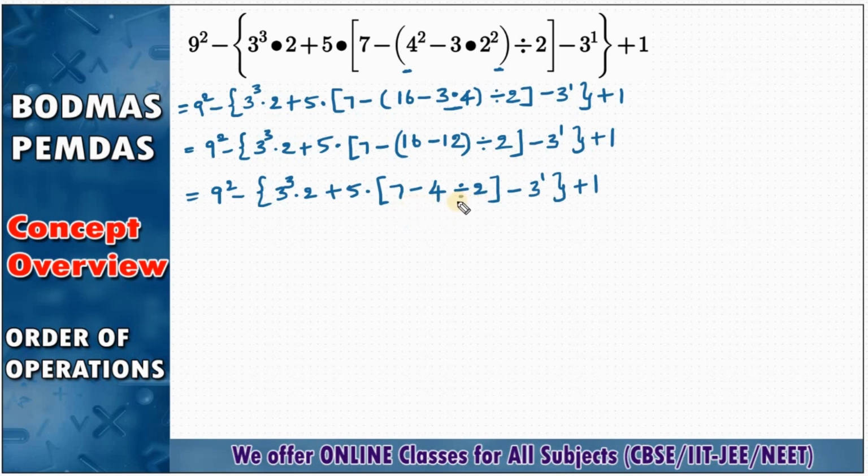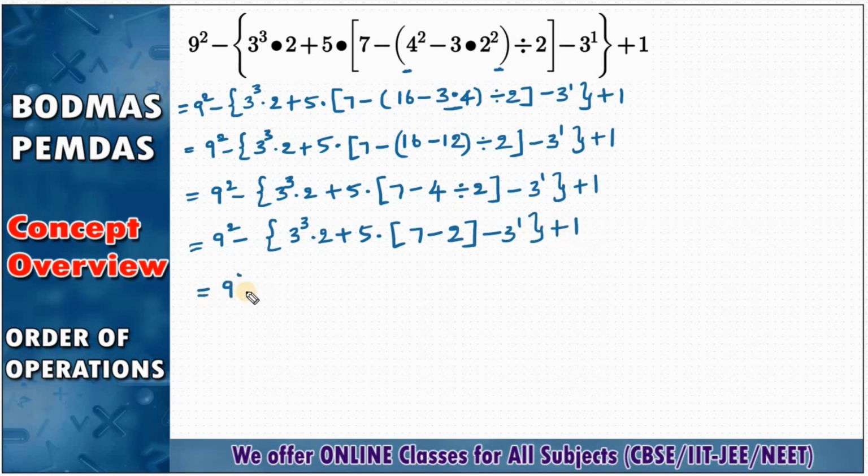Now we have to simplify the square bracket. So that is equal to 9 square minus bracket of 3 cube times 2 plus 5 times of 7 minus, here 4 divided by 2 is 2. We have to do the division operation. So 4 divided by 2 is 2. Close the bracket, minus 3 power 1 floor bracket plus 1. Keep continuing. 9 square minus bracket of 3 cube times 2 plus 5 times of 7 minus 2 is 5, minus 3 to the power of 1 bracket of plus 1.